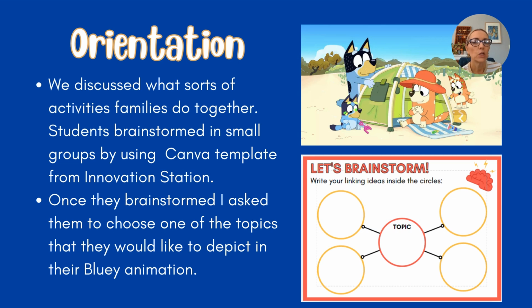So in our orientation, we discussed what sorts of activities families do together. They then got together in small groups and they used the Canva template from Innovation Station. They thought of activities that they did with their family. Once they did that brainstorm, they then came back to the carpet and they chose one of the topics that they thought depicted Bluey and perhaps their family the best.